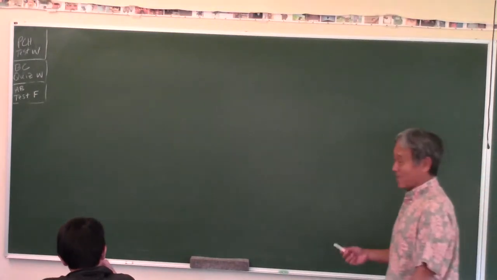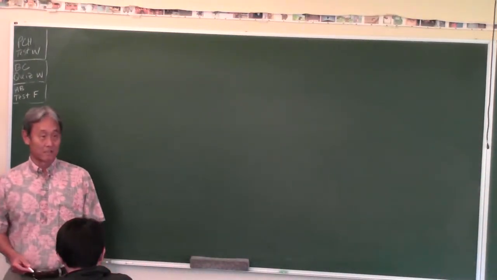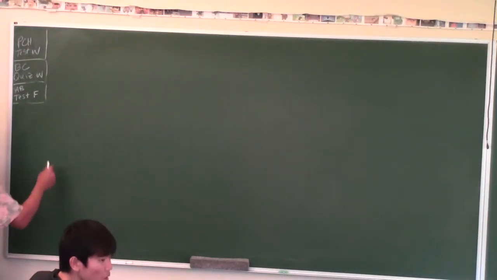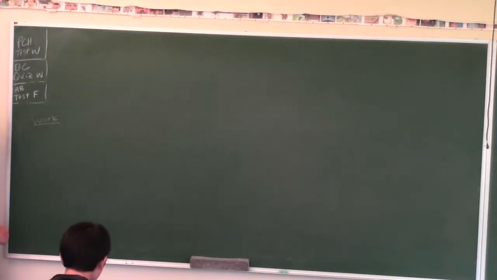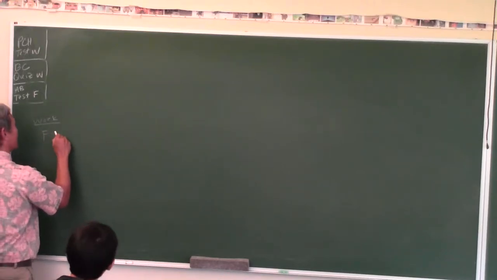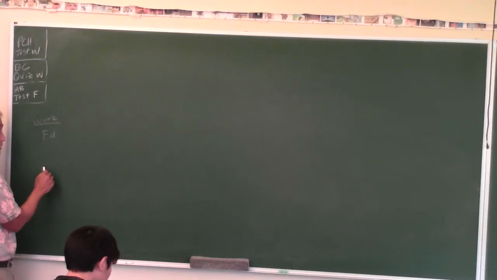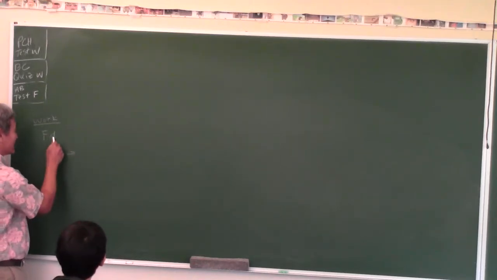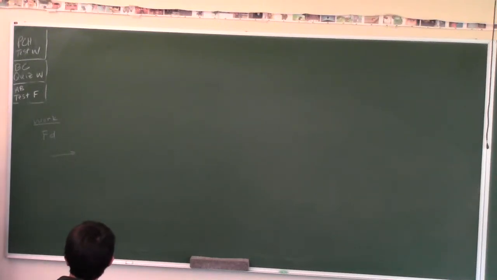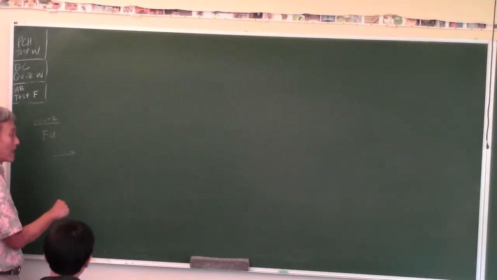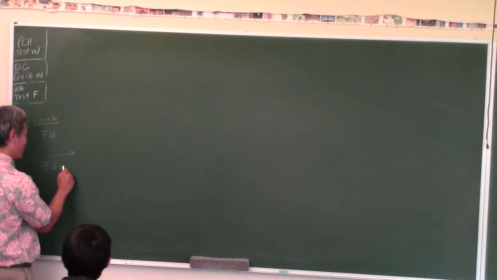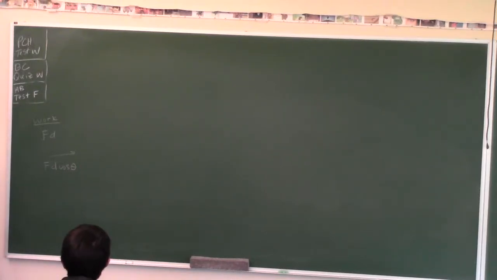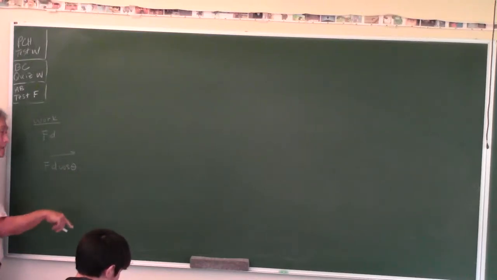Okay, so basically this last chapter is the physics applications of these things. When you first learned about work in physics, how did you learn it? FD. Yeah, that's assuming lots of things. First of all, the force has to be a constant force, and it has to be acting in the same direction as the displacement. So, when you took more physics, what if the force is not acting in the same direction as the displacement? Then you learned FD cosine theta, yeah?